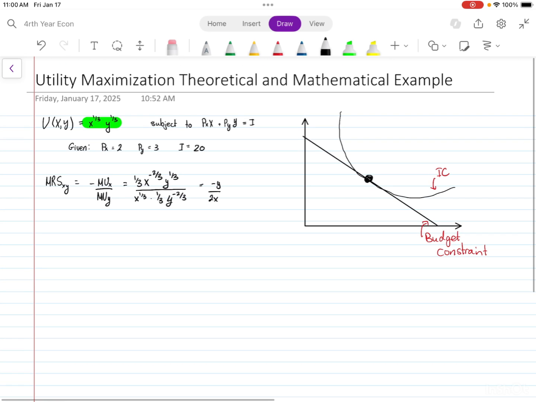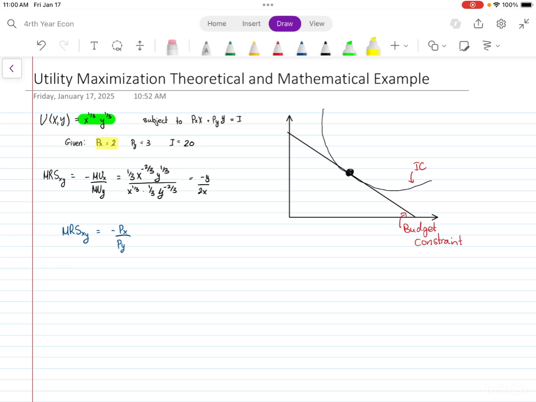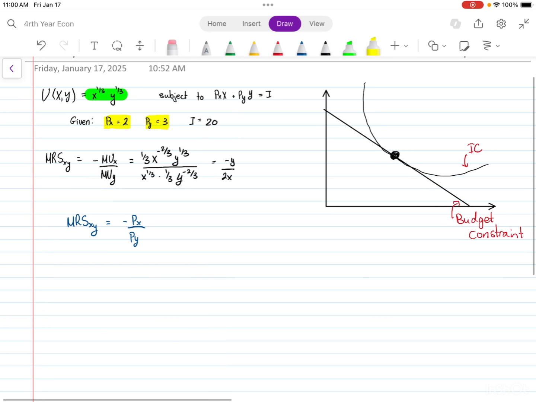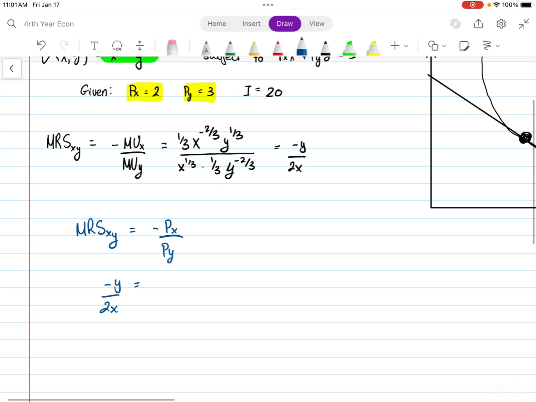Now, the point of tangency is the next thing we want to find. The equation for the point of tangency is that the marginal rate of substitution is equal to the relative price of the good. So we have the marginal rate of substitution equal to the price of good x over the price of good y. Up here we're given the prices, which we can substitute into this equation and set them equal to each other. So we have -y over 2x equal to -2/3. The negatives cancel out, and we end up with y equals 4/3x.